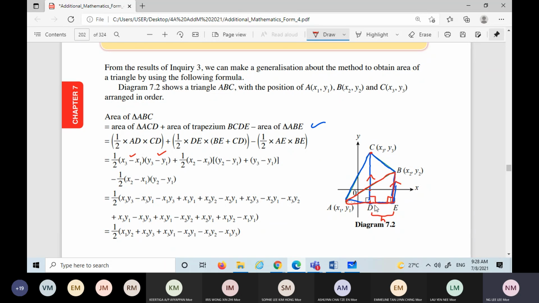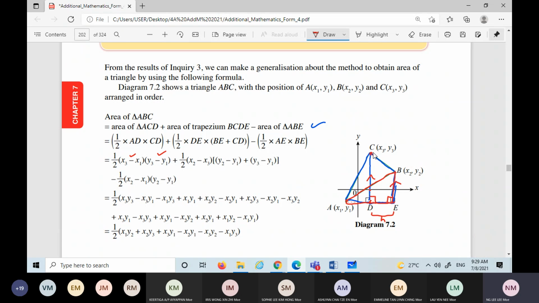For the height, use the x values of these two points, so x2 minus x3. This is the height. And then these are the two parallel sides. The first parallel side is this and this.